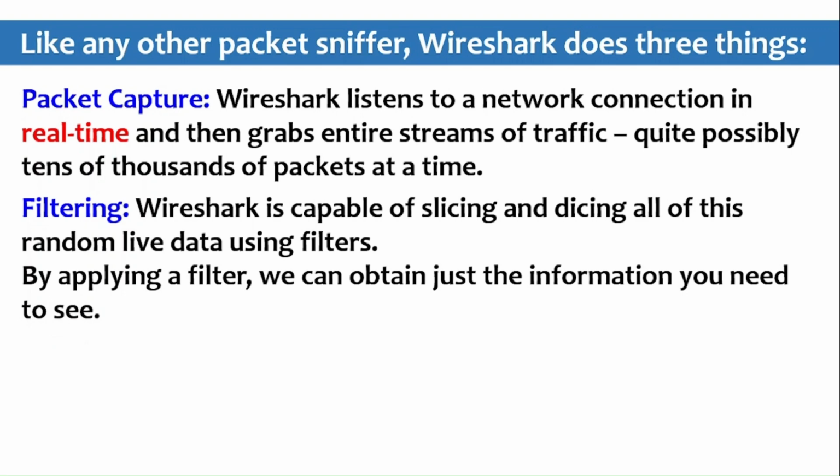Filtering: Wireshark is capable of slicing and dicing all the random live data using filters. By applying a filter, we can obtain just the information we need. For example, in our example today, we'll be filtering just DHCP traffic. Let's say TCP, ARP, we don't want any other traffic. We'll be only filtering the DHCP traffic.